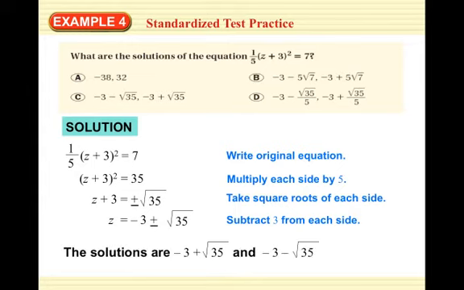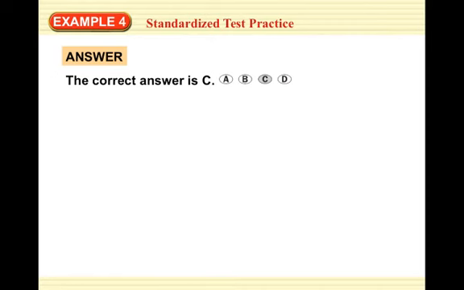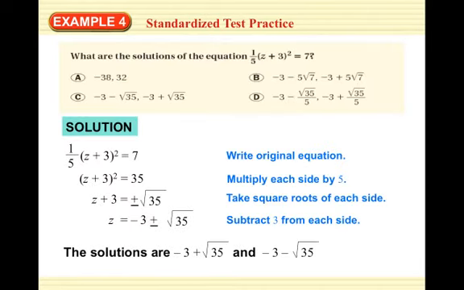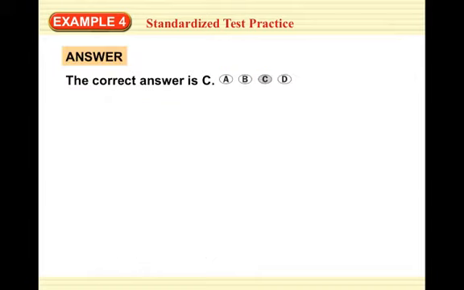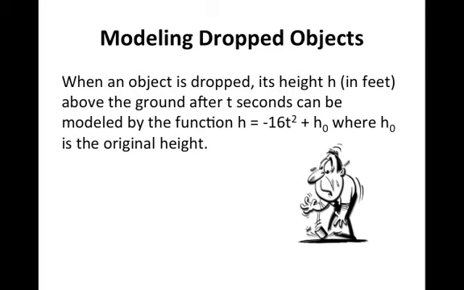So the solutions are negative 3 plus square root of 35, negative 3 minus square root of 35, and so your answer is choice C, because choice C is negative 3 minus square root of 35, negative 3 plus square root of 35.